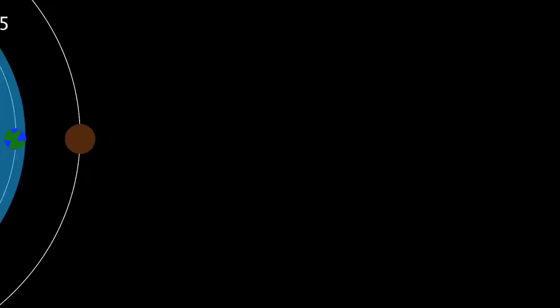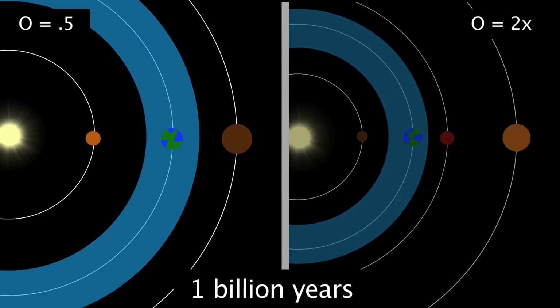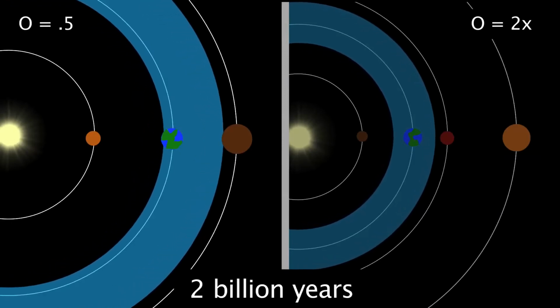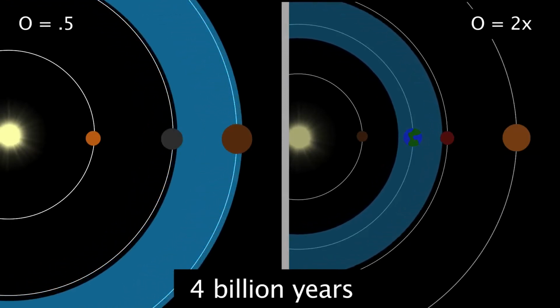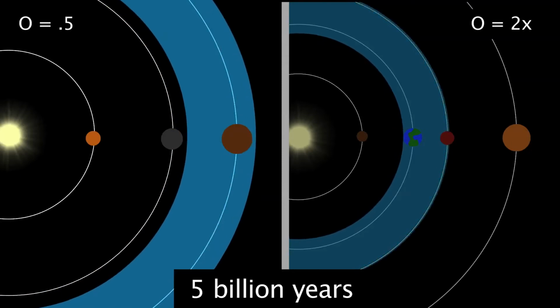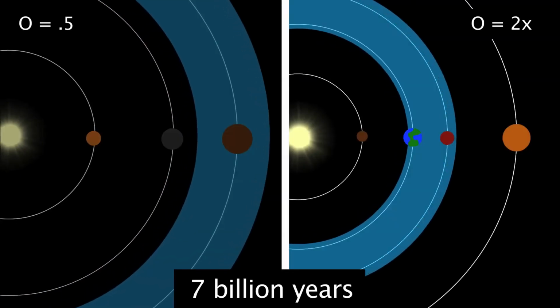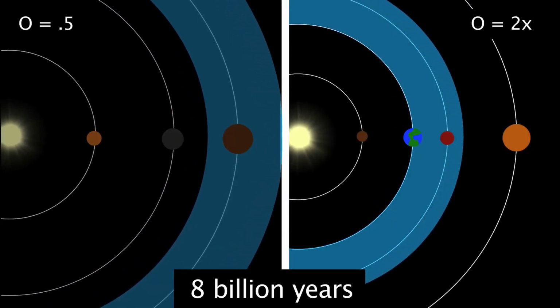Recent calculations have shown that variations in oxygen alone greatly affect the distance and lifetimes of habitable zones. For example, a star with half the oxygen of our Sun would have a habitable zone at a greater distance and would last about 3.5 billion years, whereas if it had twice the oxygen, it would be closer and last about 9 billion years. As well as determining the habitability of planets, how does compositional variation affect the planets themselves?